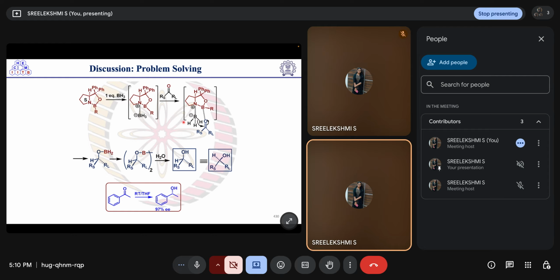This proton will be coming from the small group side, because the binding of this boron with this ketone will be in such a way as to minimize the steric hindrance, so the small group will be on this side, and it will give this particular intermediate. That can again dimerize and form this kind of a dimer, which upon hydrolysis will give this compound, which is equivalent to this one. So using this catalyst in THF, we can convert this compound into this enantiomerically pure compound with 97% enantiomeric excess.